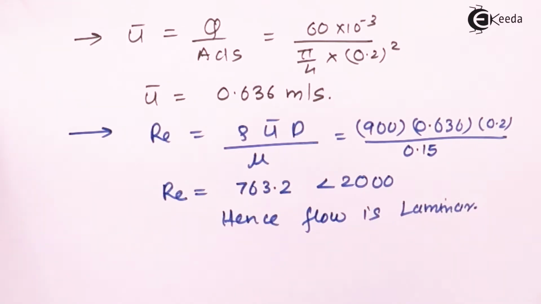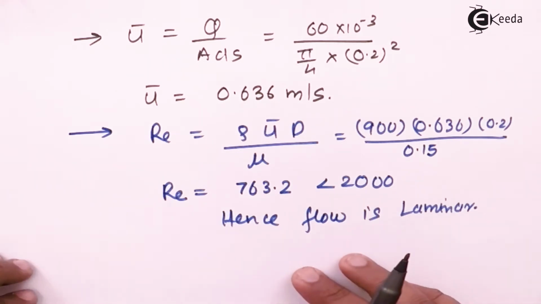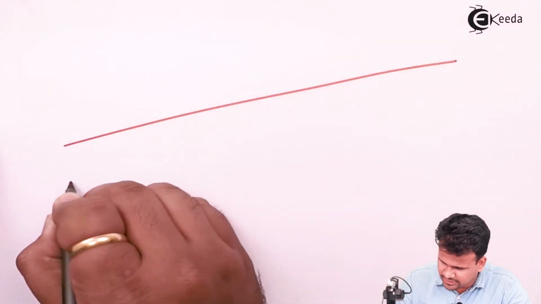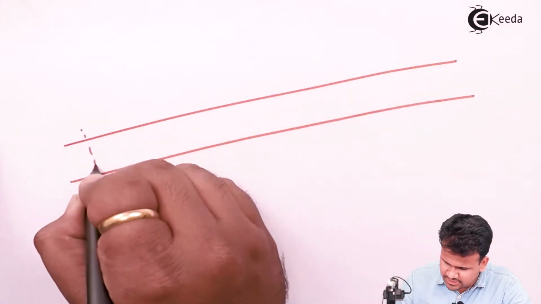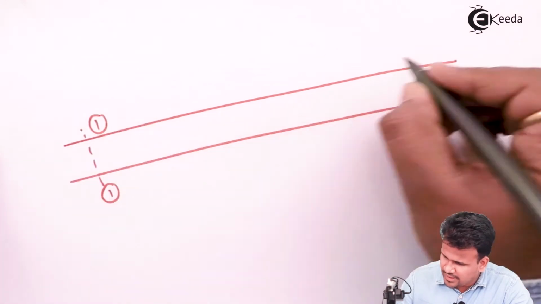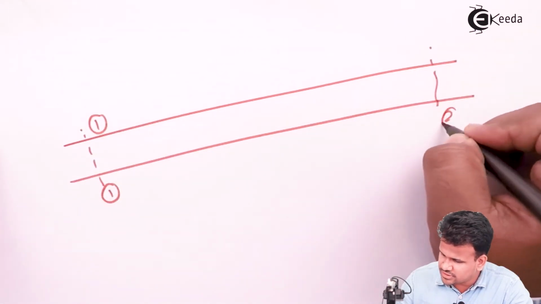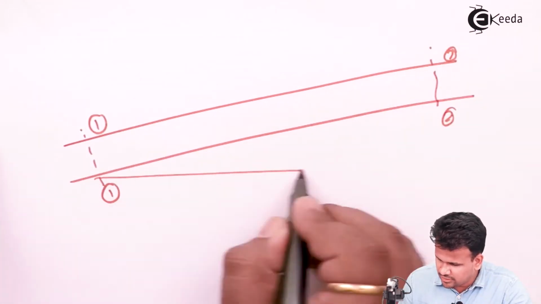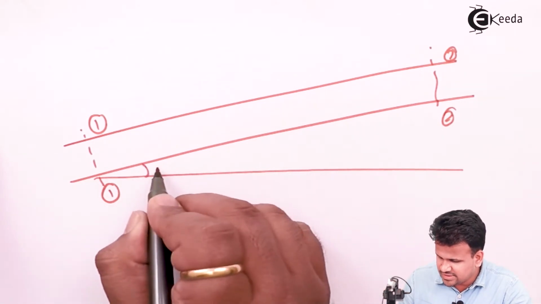Hence the flow is laminar. Now over here, let us draw the diagram of that entire pipe. The entire pipe is very long, at a slope of 1 in 200. It is somewhat like this, and this is section 1-1, and over here we have section 2-2. With the horizontal, it is inclined at some angle.